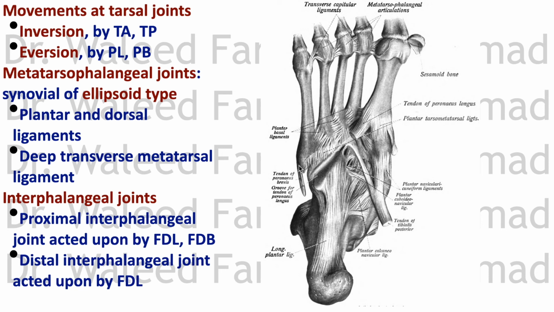The interphalangeal joints are simple hinge joints of synovial variety. The proximal interphalangeal joint is acted upon by the flexor digitorum longus and brevis, while the distal interphalangeal joint only by the flexor digitorum longus, because it's the only muscle that reaches the distal phalanx. Okay, the flexor digitorum longus muscle.